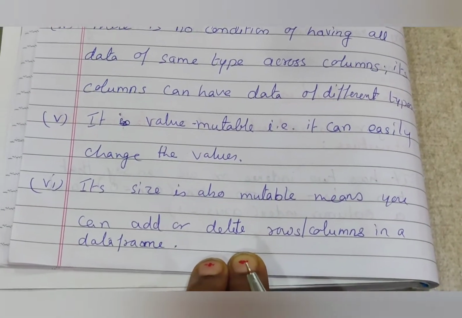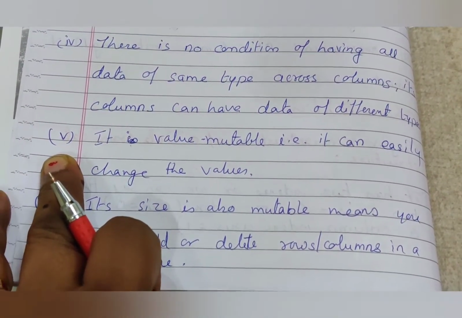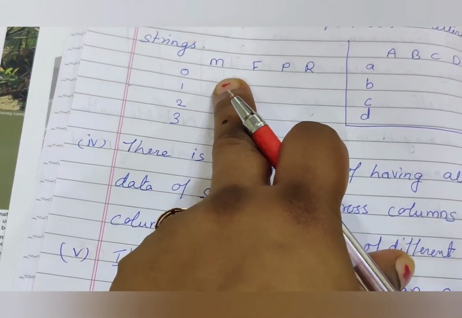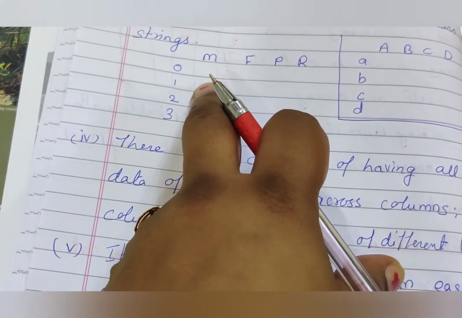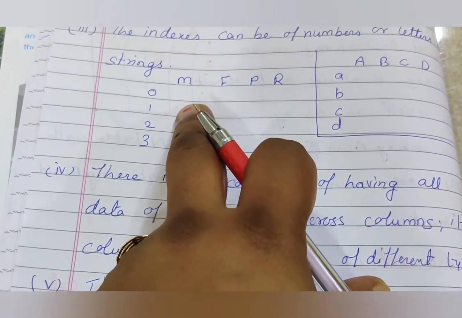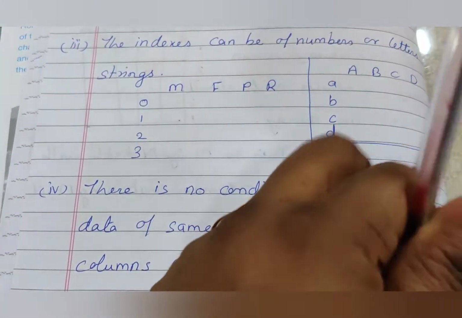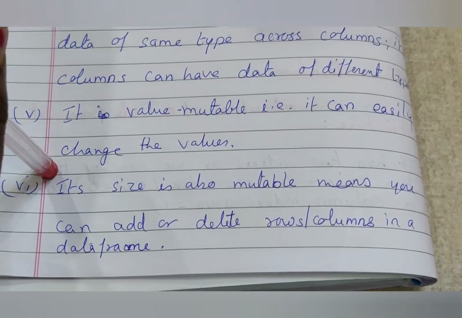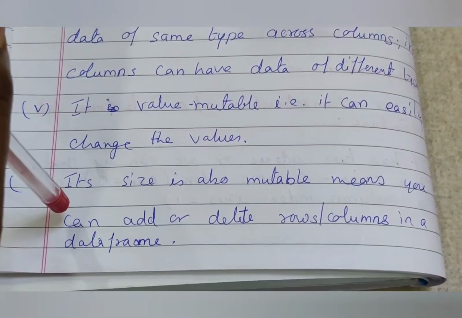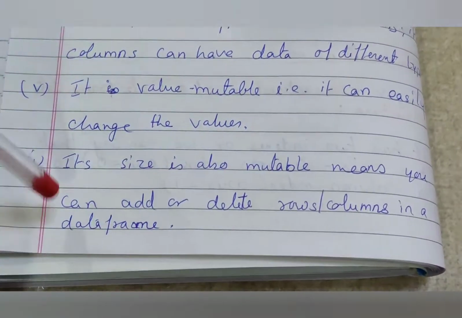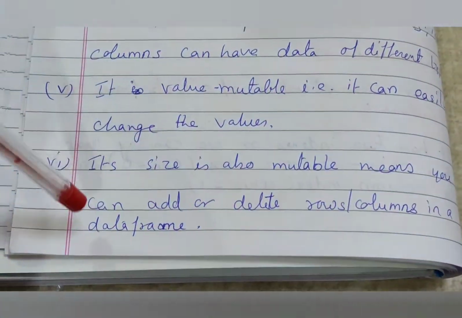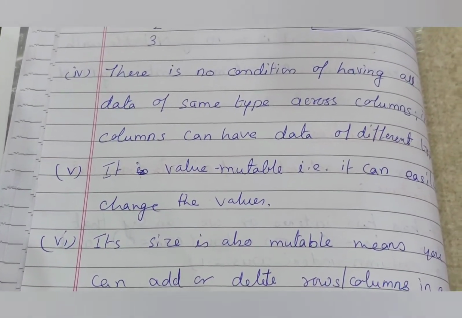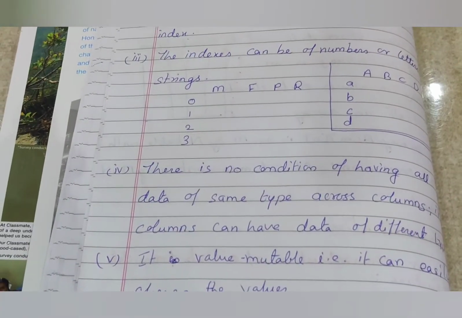Now the fifth point is that values are mutable. Mutable means the values you have inserted can be changed. It is not fixed. And the next point is that you can change the size also. Its size is mutable, meaning you can add or delete rows or columns in a data frame. So I hope you have understood. This is a very important topic, beta.